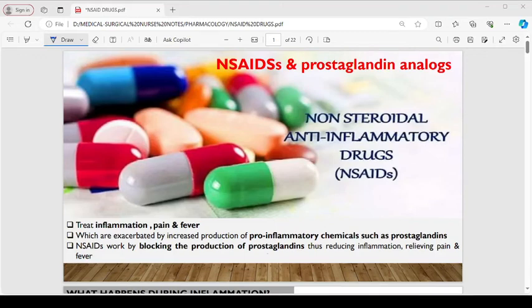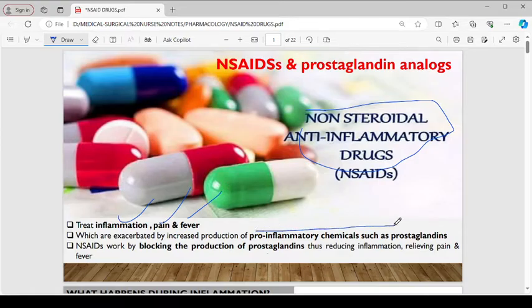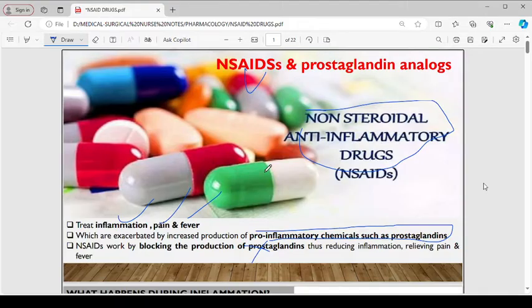Today we are looking at NSAIDs and prostaglandin analogs. NSAID is an initialism for non-steroidal anti-inflammatory drugs, and these are drugs that are simply used to treat three conditions: inflammation, pain, and fever. Pain, inflammation, and fever are normally exacerbated by production of pro-inflammatory chemicals such as prostaglandins. So NSAIDs work by simply blocking the production of these prostaglandins, and thus relieving inflammation, pain, and fever.